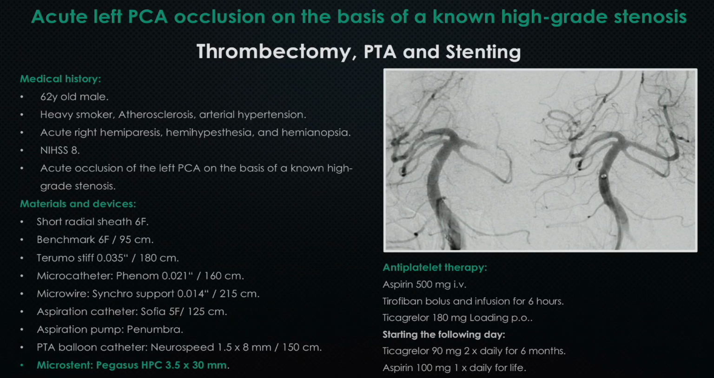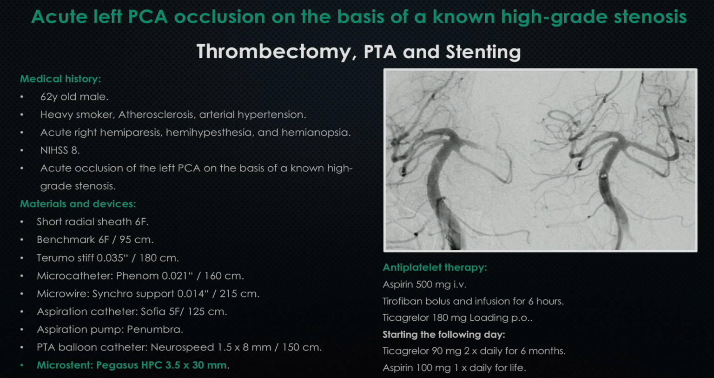Hello, dear colleagues. My name is Al Muhammad, and today we have an acute symptomatic occlusion of the left PCA on the basis of unknown high-grade stenosis, which we've treated with a thrombectomy, PTA, and stenting. It was a male patient, 62 years old, heavy smoker with arteriosclerosis and arterial hypertension. He came with hemiparesis, hemihypesthesia, and hemianopsia to the right side. In total, 8 points on NIHSS score.